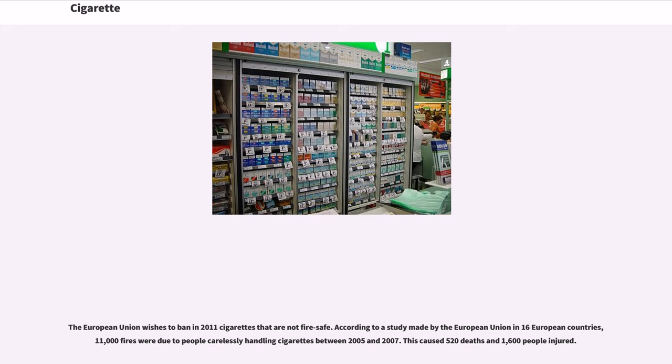According to a study made by the European Union in 16 European countries, 11,000 fires were due to people carelessly handling cigarettes between 2005 and 2007. This caused 520 deaths and 1,600 people injured.